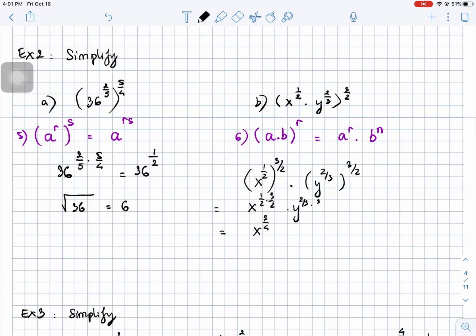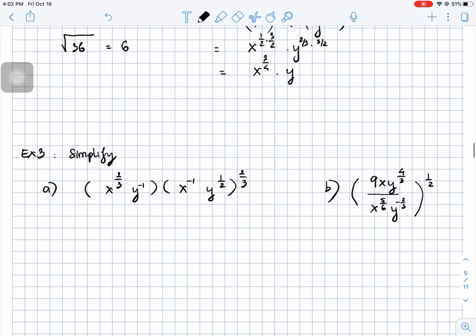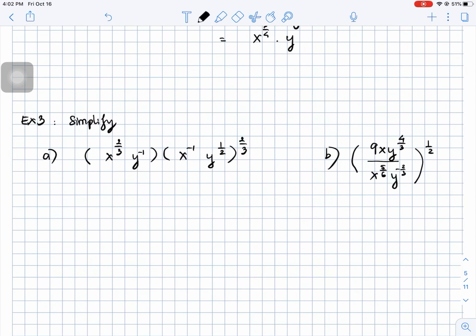We will multiply the exponents together for the x. 1 half times 3 over 2 is equal to 3 over 4. And for the y, we have 2/3 times 3 over 2. So it's equal to y to the first power, or you can just write y.